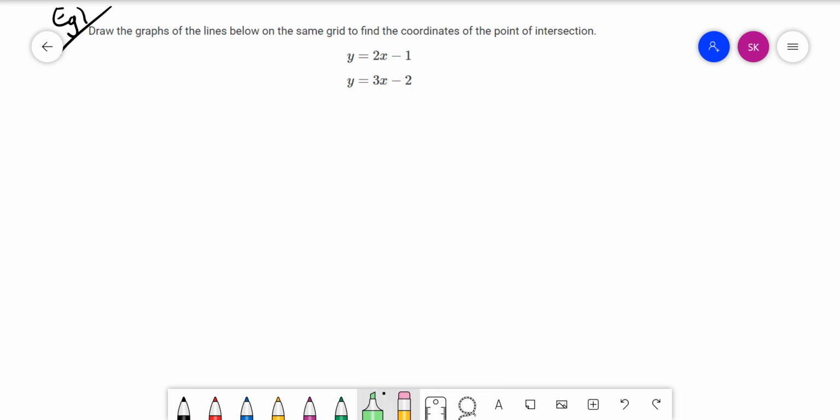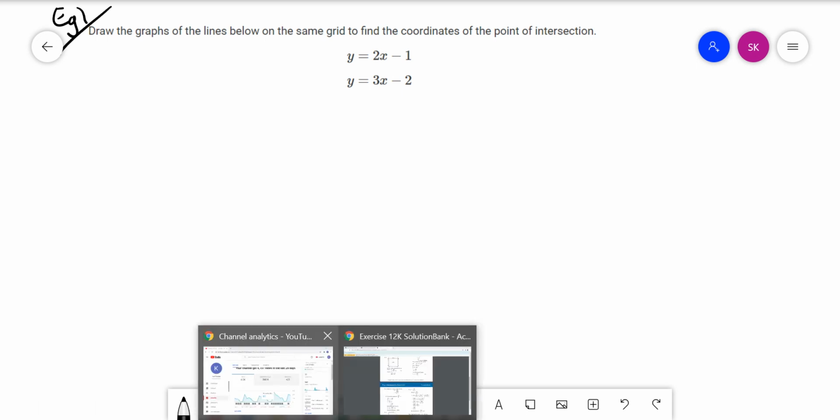So when you're asked to draw the graphs of the lines below, what you're going to do is go onto the internet.